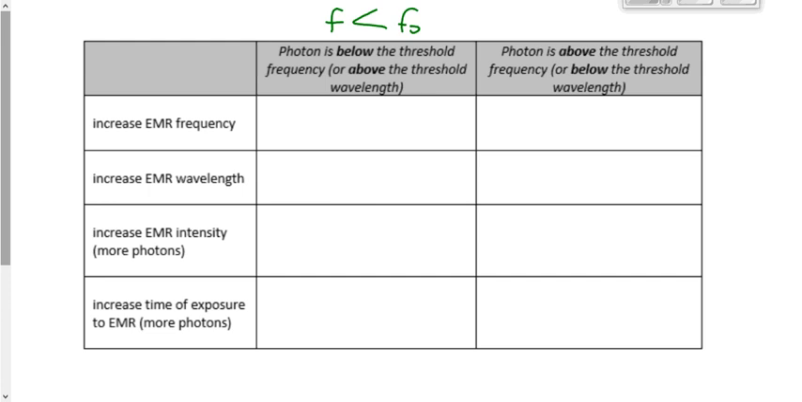Let's fill in all four of these blanks here. Let's assume that we're increasing the frequency of the photon. We're still below the threshold frequency no matter what, but we increase it while staying below the threshold frequency. What happens? Nothing. The answer is nothing. If we're below the threshold frequency, it doesn't matter what we do to the frequency of the EMR, as long as we stay below, nothing will happen. No electrons will be ejected.